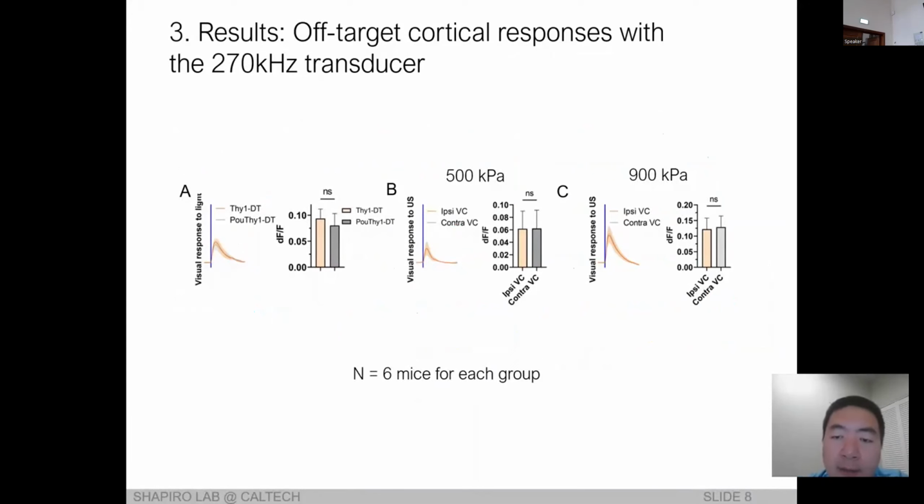Here are some statistical analyses between the normal hearing mice group and the deafened mouse group. And from A, the average visual responses to light were similar between the two groups. And we also compared the ipsilateral visual cortex at the focus with contralateral visual responses and found they are not significantly different from each other, suggesting that ultrasound didn't cause localized activation when using the 270 kHz transducer, and the activation at the focus were non-auditory sensory confounds.